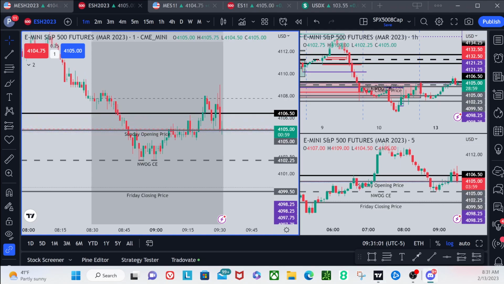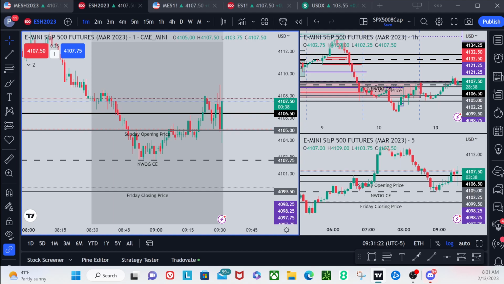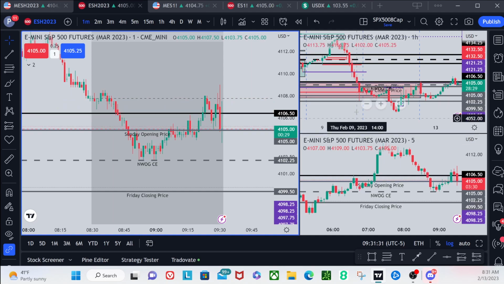Now be mindful that where ES is trading right now, it's higher than Friday's close. So there's a premium in respect to the opening price versus where we closed on Friday. So what I mean by that is this. See that gap? So we're gapping up here when it closed down here. So it's usually going to create some kind of a draw down in.